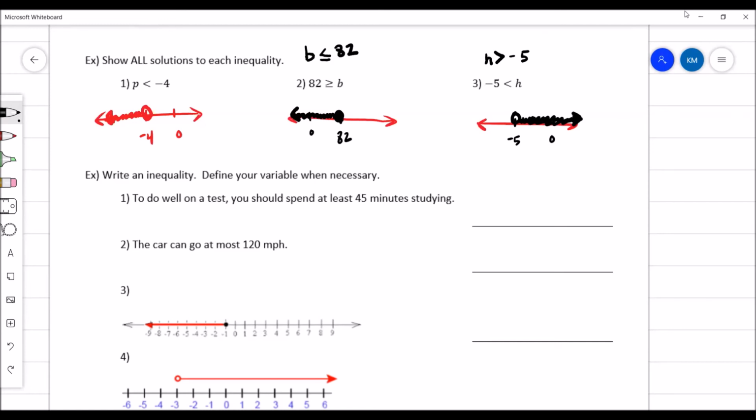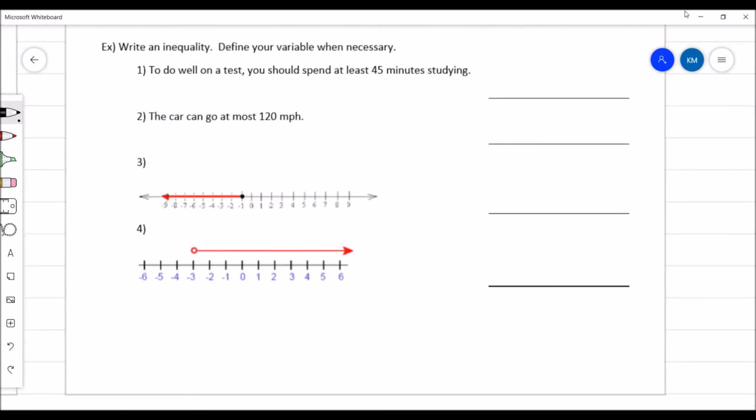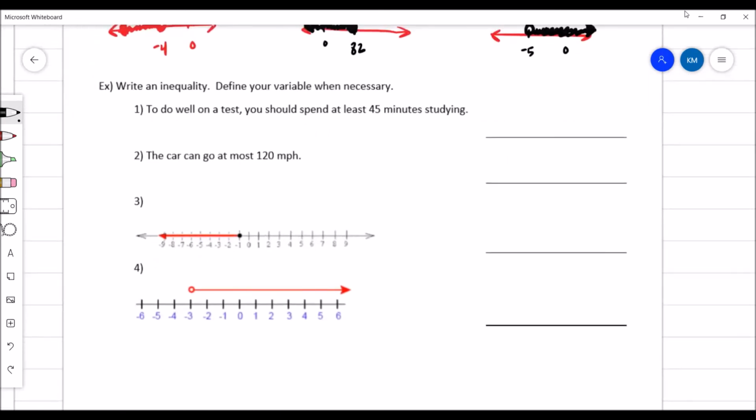All right, make sure you pay attention to whether your circle is open or closed. Make sure that you are shading in the correct direction. All right, a few more here. Just writing inequalities given situations or graphs. Define the variable when necessary.